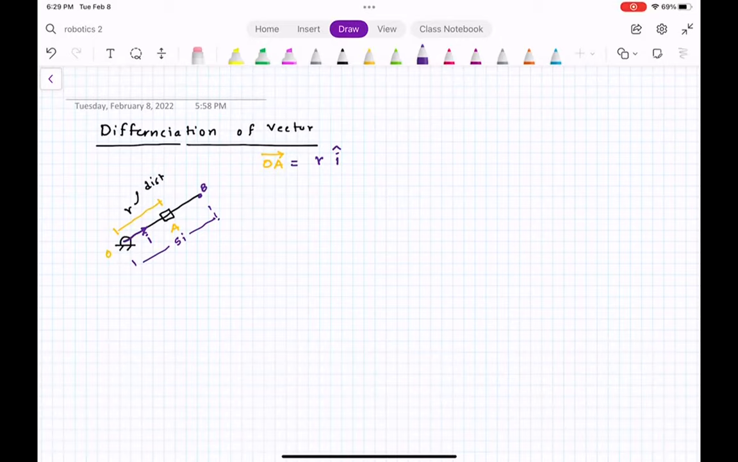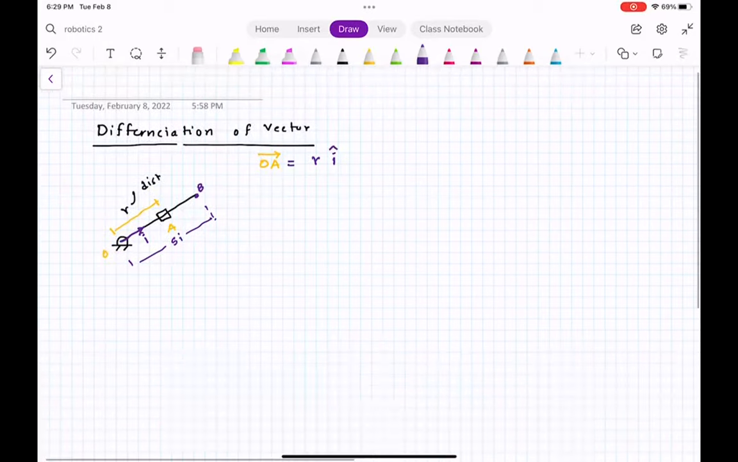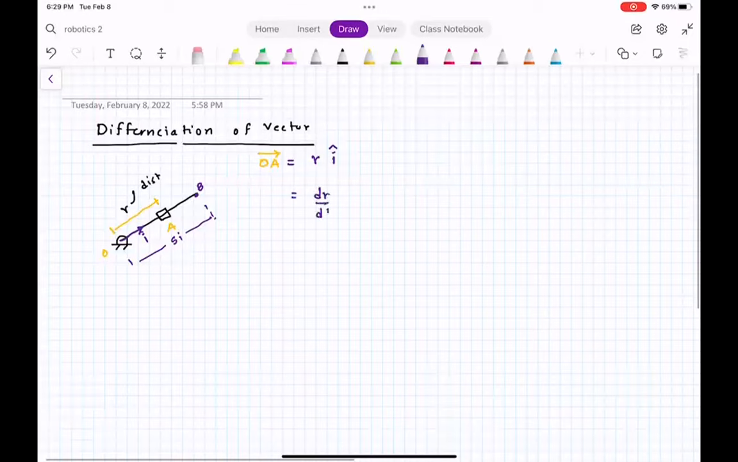Now, I want to take the derivative of this vector. The derivative of this vector is going to be dr by dt times I plus r times di by dt. You agree with me? And why do I have to take the derivative of the unit vector? The reason is, think about it, that unit vector is not fixed. Even though the unit vector magnitude is one, that I is changing in direction. Can you see? Which means I have the derivative of the scalar value and the derivative of the unit vector. Everyone understood this?